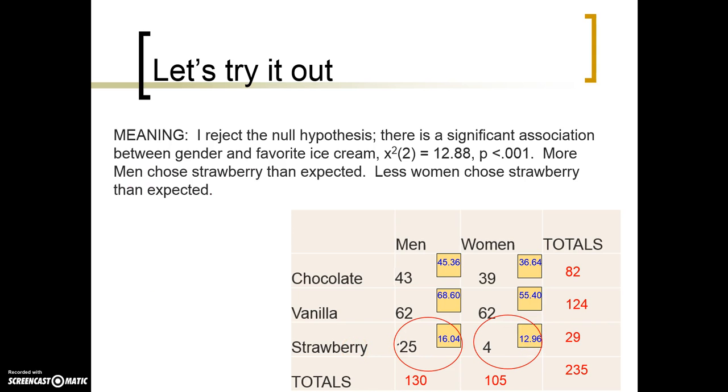And that's how I'm going to write it up. So I'm going to say I reject the null hypothesis. There is a significant association between gender and favorite ice cream. Here's my chi-square. That's my degrees of freedom, 12.88, comma, p-value is less than 0.001. Then I talk about who was more or less than expected. So more men chose strawberry than expected, less women chose strawberry than expected.